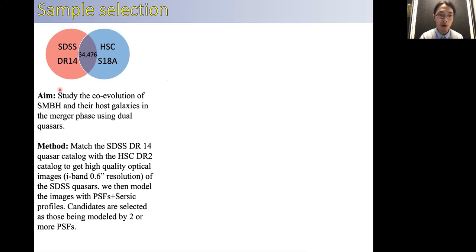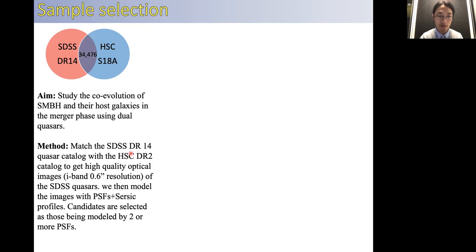The aim of this program is to study the co-evolution of supermassive black holes and their host galaxies in the merger phase using dual quasars. To get a sample set of dual quasars, we start by matching the SDSS DR14 quasar catalog with the HSC DR2 catalog to get high-quality optical images, with an image resolution around 0.6 arcsecond, of the SDSS quasars. This cross-matched sample set includes 34,000 quasars.